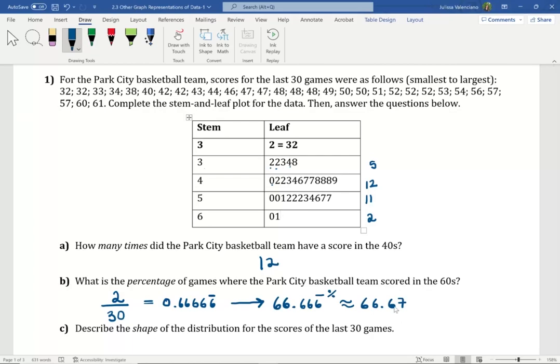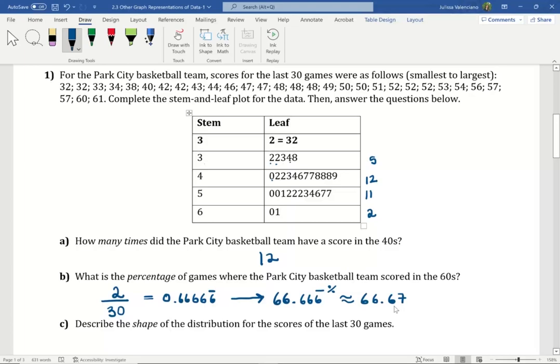Okay? Now, can you describe the shape of the distribution for the scores of the last 30 games? We can actually see the distribution on the stem and leaf plot. We see that the majority of the data values are in the 40s and 50s. Look at the shape of this distribution here. How do you describe that shape? Doesn't it look like a bell-shaped curve? I hope we can agree on that. We would describe this as symmetrical or bell-shaped.